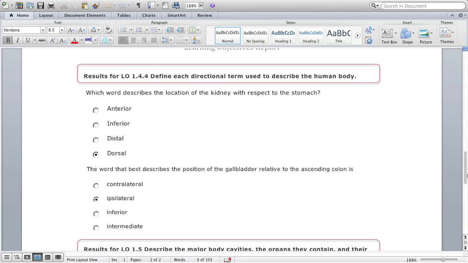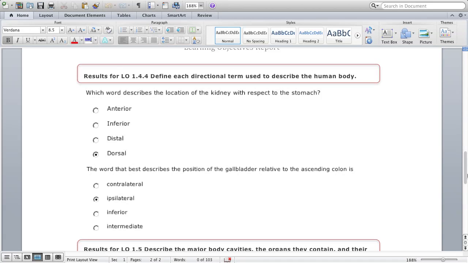The next question is the word that best describes the position of the gallbladder relative to the ascending colon: contralateral, ipsilateral, inferior, or intermediate. And the most chosen answer on this would be inferior, because I think it is a wording issue. What you're looking at is the position of the gallbladder relative to the colon. The gallbladder is actually higher than the ascending colon, or slightly medial to it, depending upon what part of the ascending colon you're referring to. Is it closer to the cecum, or is it closer to the hepatic flexure?